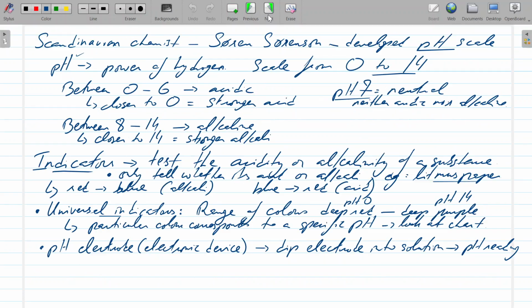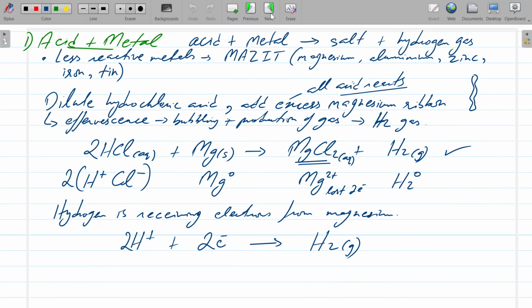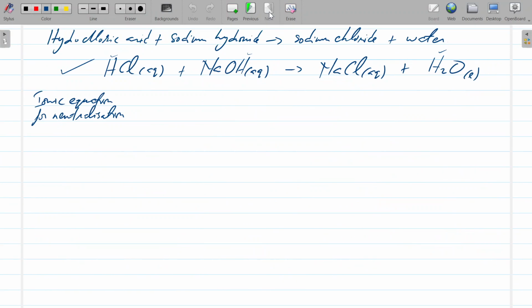Right, so this is the ionic equation for the neutralization reaction. You've got H plus coming from the acid, which is the hydrogen ion or the proton. And the OH minus, that's called the hydroxide ion. You should learn these names.